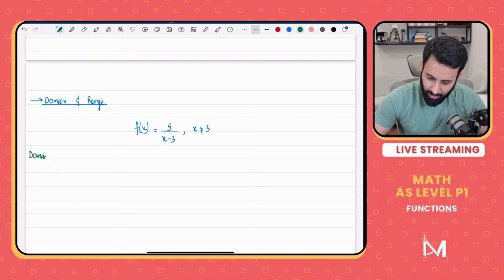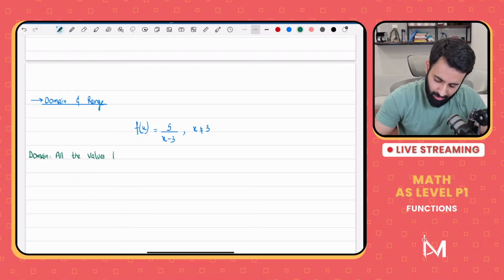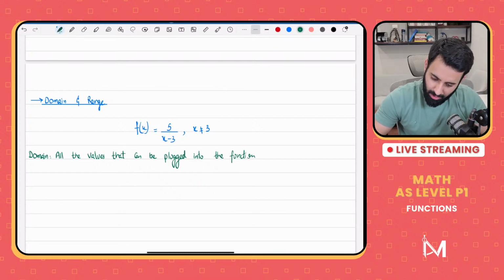So by default, what is domain? Domain is basically all the values that can be plugged into the function. All the values that you can plug into the function, that's your domain. What's the range? Range is all the output values, meaning all y values.